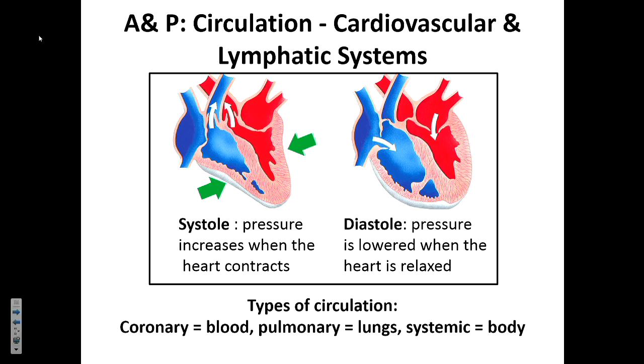Okay, another thing that we have to see from this system is that we actually have a couple different types of circulation, and it depends on where the blood is located. Coronary circulation is circulation of the blood through the heart, and that makes sense if you associate coronary with the heart. Pulmonary circulation is specifically circulation of blood through the lungs, and that's pretty straightforward. And systemic circulation is the circulation of blood through your body.